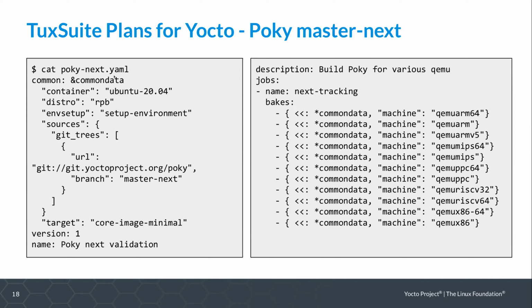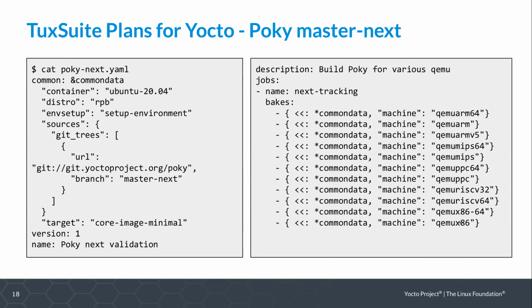So if we look at this Poky next.yaml file, we have the common parameters for the master next branch. We're trying to build Poky on an Ubuntu 20.04 container, and we have a description about this plan file, and later we describe the jobs. The jobs take a user readable name, and bakes is where you'll be defining all the different builds that you want to do. Here we are doing 11 builds with all these common parameters and setting the different machine types to cover all the QEMU types that can be built.